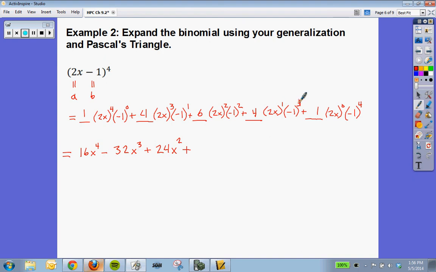plus we have negative 1, negative 1, negative 1, it's actually going to be a minus, and then we have an 8 here, 8x, and then finally we have the 1 times 2x to the 0 is just a 1 times negative 1 to the 4th is a 1, so we have a plus 1 in the very end here. So I give you guys a total of 4 problems to work through on your own using our generalization and Pascal's triangle.